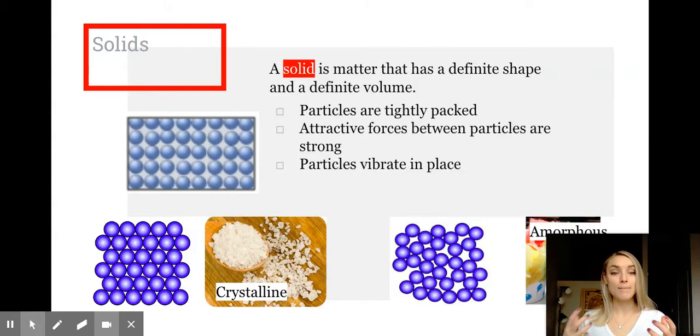So if you think about a magnet, when magnets are very, very close, especially if you have a very strong magnet, it's harder to pull them apart. And particles are just like that. When they're so close together, they're very attracted to one another.